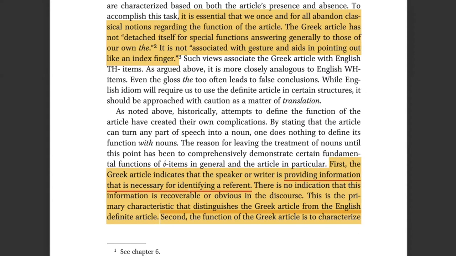There is no indication that this information is recoverable or obvious in the discourse. So that's a key difference. This is the primary characteristic that distinguishes the Greek article from the English. So in the example I just gave you, once upon a time, Philip had a book on his table. The book is the Bible. That is also identifying a certain referent, but the difference is that it's a certain referent that you can recover from the context. It's understood. It's particularizing something that is already understood. But that is not what the Greek article is doing, he says.